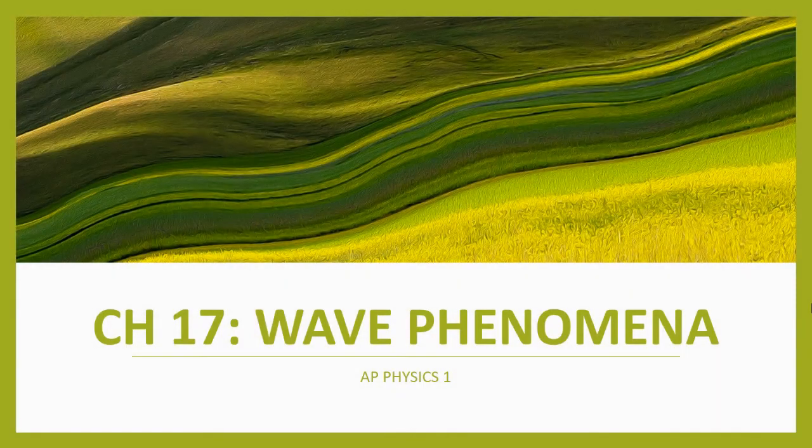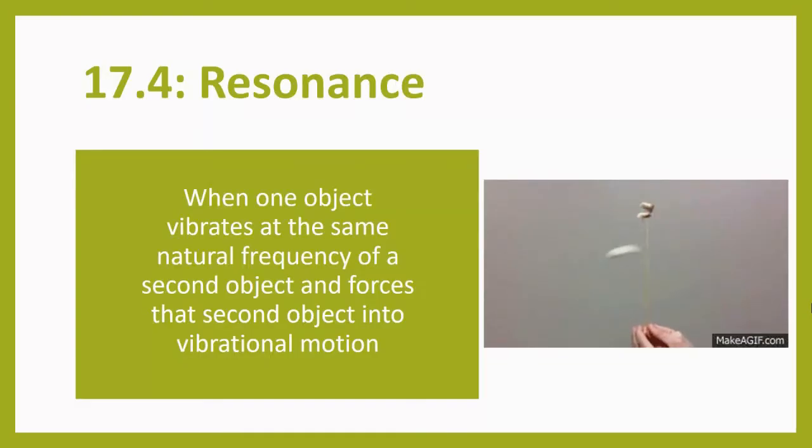Today we will be talking about different wave phenomena for AP Physics 1. So one of the main ideas is resonance, and that is when essentially you have two objects, you make one of them vibrate at a frequency that matches one of the natural frequencies of the second object. And that first object that's vibrating forces that second object to vibrate at one of its natural frequencies.